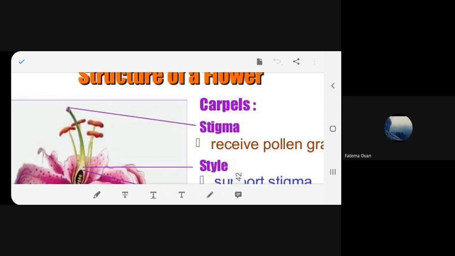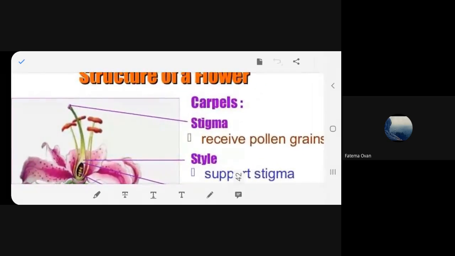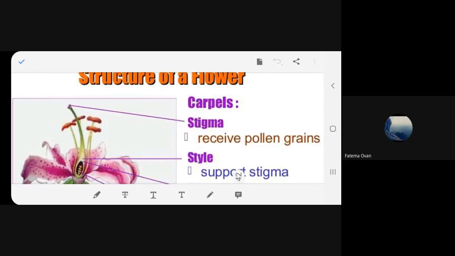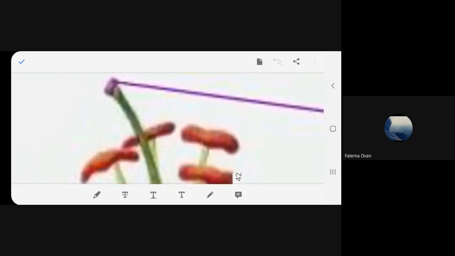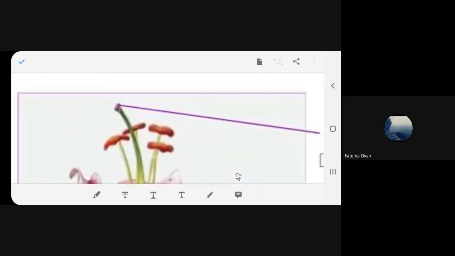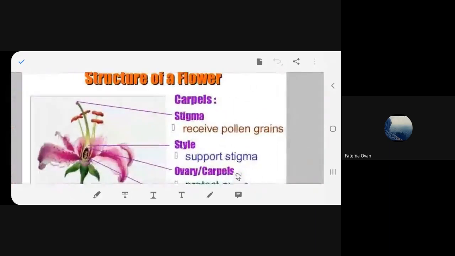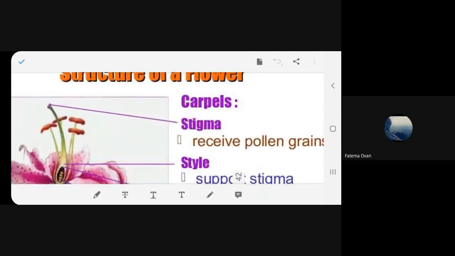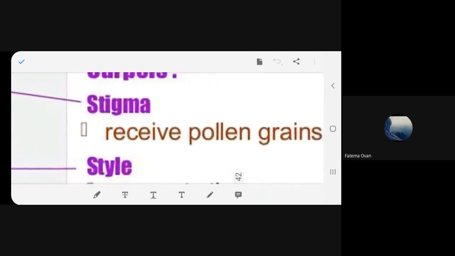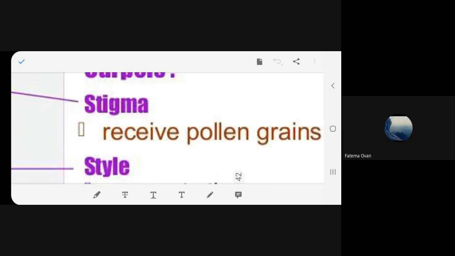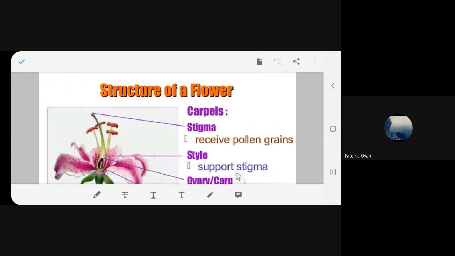Now you will see the parts of the carpel or parts of the pistil. What is the first one, Vita? Stigma. So you can see stigma over here? Yes, ma'am. And here comes the stigma. What is the function of stigma, Vita? It receives pollen grains. All of us know about this. All of you agree with me? Yes.